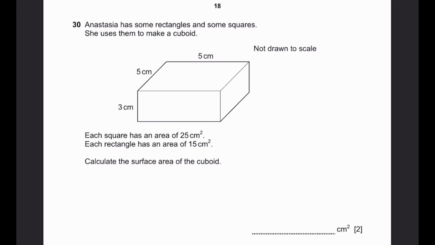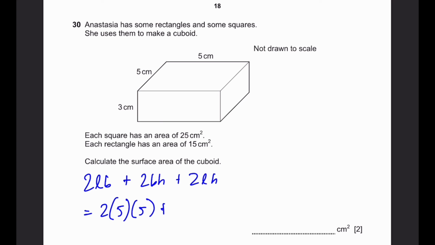Let's go to question 30. Anastasia has some rectangles and some squares. She uses them to make a cuboid. Each square has an area of 25 centimeters squared, each rectangle 15 centimeters squared. Calculate the surface area of the cuboid. Well, the surface area will be 2 times length times breadth plus 2 times breadth times height plus 2 times length times height. So doing this, since this is length, this is breadth, this is height, we get 2 times 5 times 5 plus 2 times 3 times 5 plus 2 times 3 times 5. That'll be equal to 110 centimeters squared.